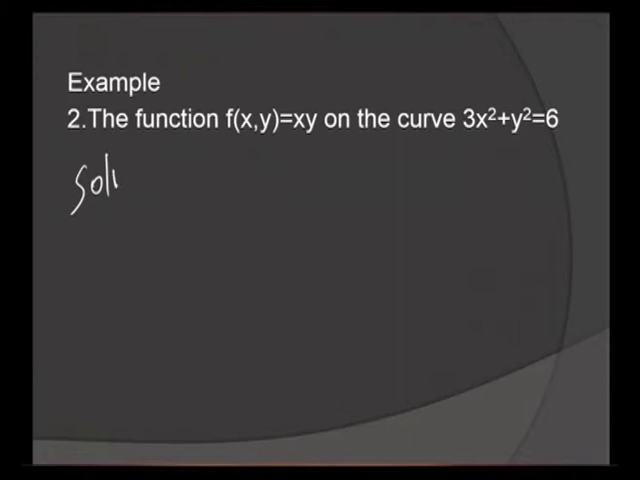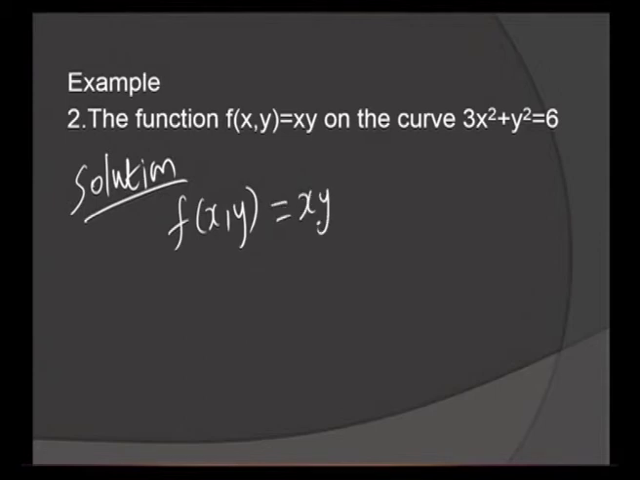So, the solution to this problem is obtained by taking the given function f of x comma y is equal to x y, and the constraint given here is g of x comma y comma z is equal to 3x square plus y square is equal to 6.